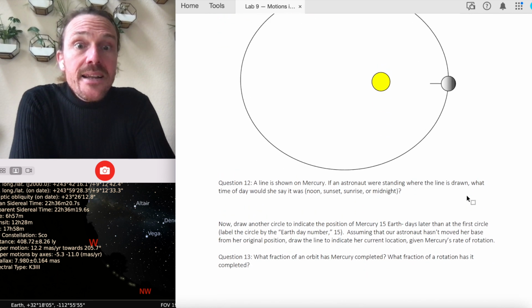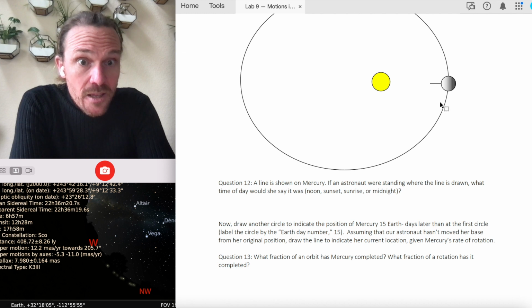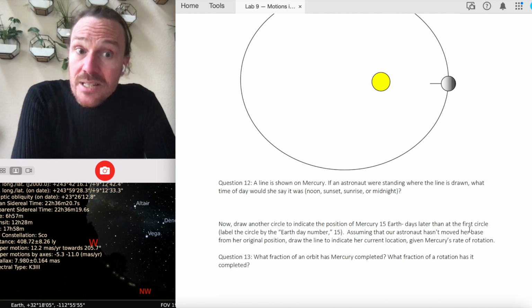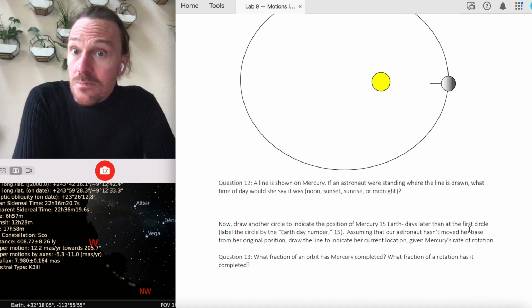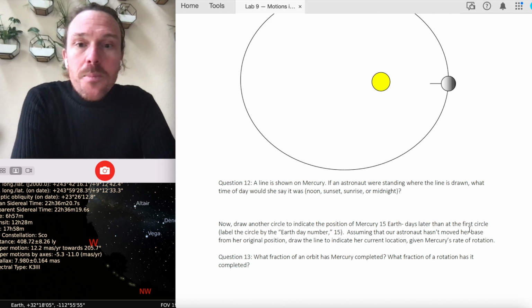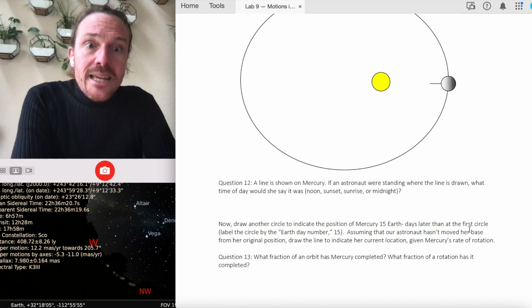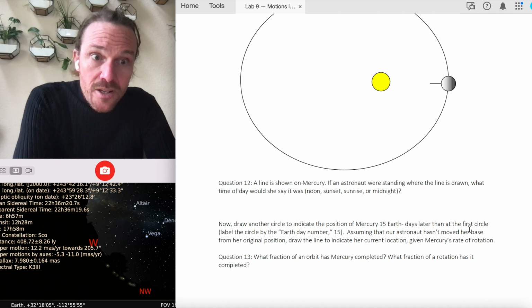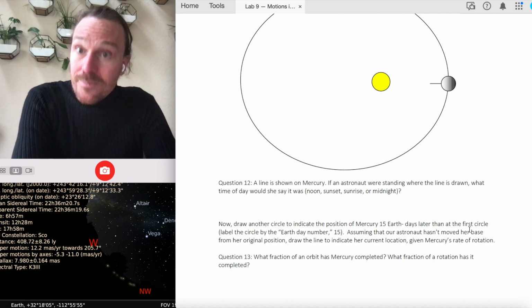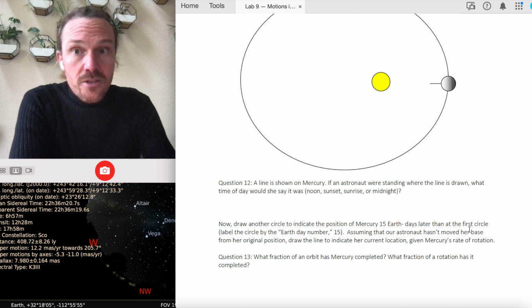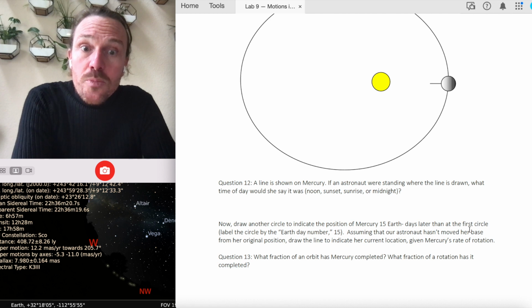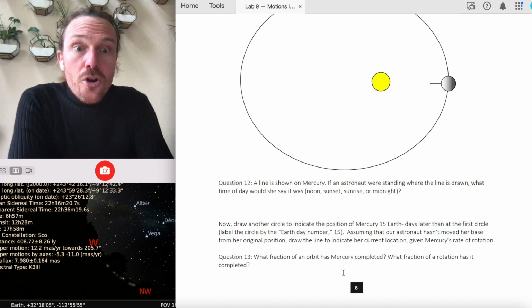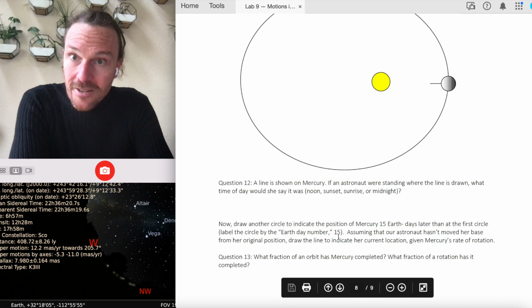All right, so a line is shown on Mercury. You can see it right there. If an astronaut were standing where the line is drawn, what time of day would she say it was? Noon, sunset, sunrise, midnight? I'm sure you can figure that out. So now draw another circle to indicate the position of Mercury 15 days later than the first circle. I talked about where you draw that, so think about its portion of the year, its portion of the orbit. Label the circle by the title, Earth Day number 15.